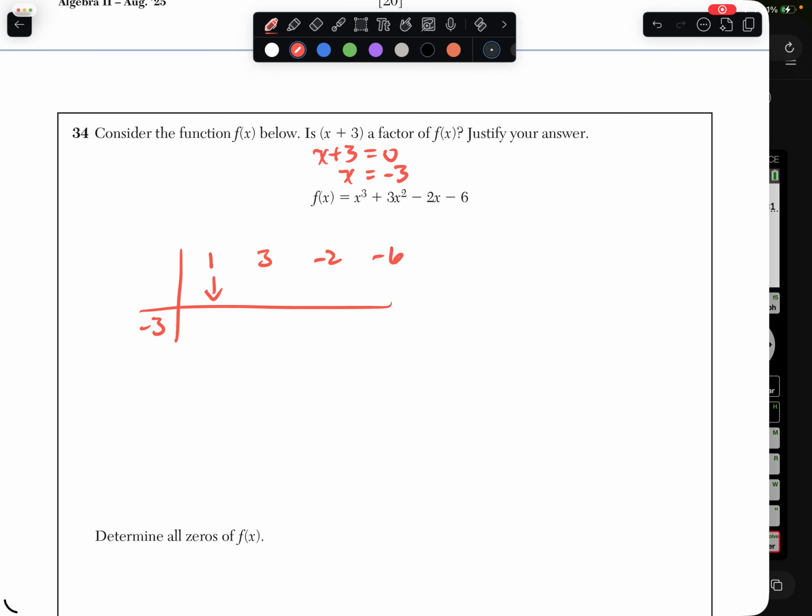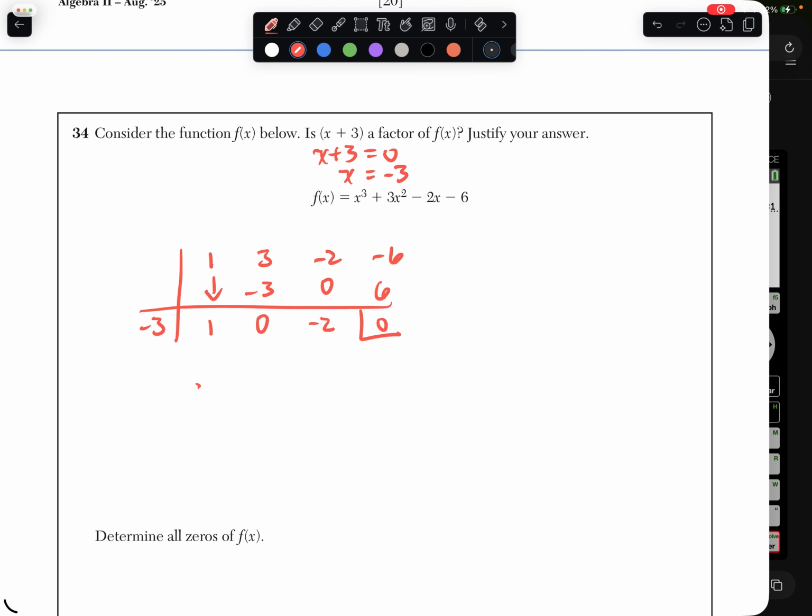So we bring down the first one, which is just 1. And then I'll have to multiply. So 1 times -3 is -3. And then I add again. This is 0. 0 times -3 is 0. And then I add those two, -3 plus 0, which is -3. -2 times -3, that's 6, and then when it adds, it's 0. So 0 is going to be my remainder. So here, the remainder is 0.